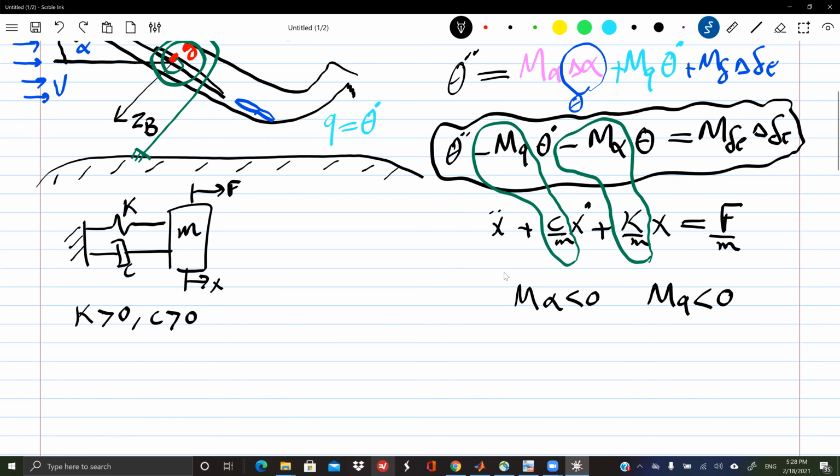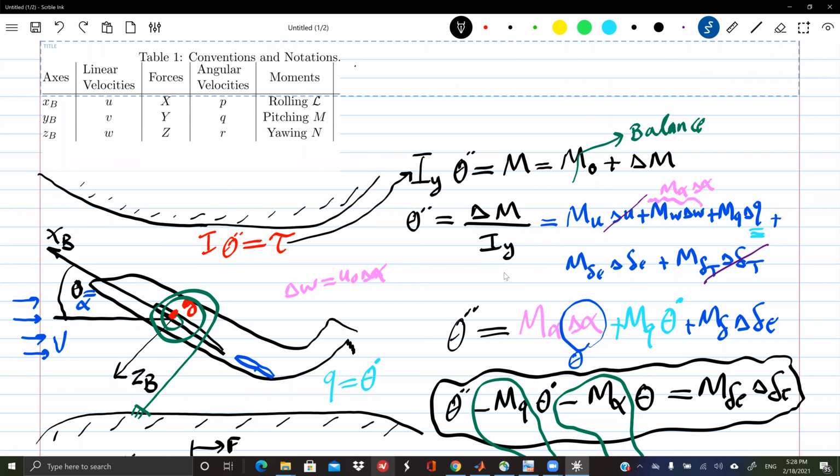And I'm going to add here new columns, spring action, what we call stiffness. And I'm going to add damping. Stiffness and damping. So in the pitching motion, what is our stiffness? Spring, it's actually M alpha, and it must be negative. Damping is MQ, and it must be negative. Okay. Any question about that?